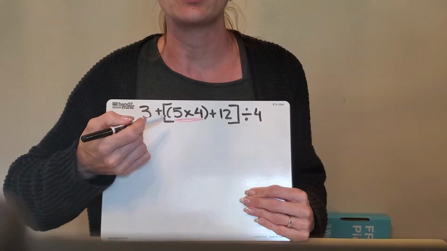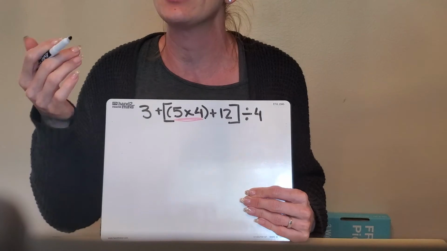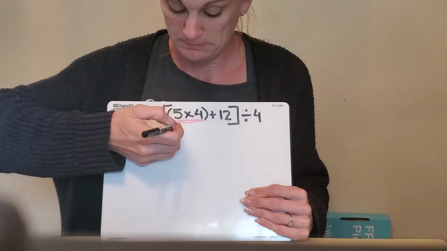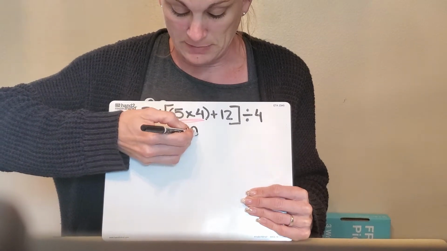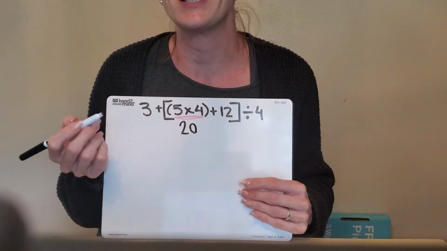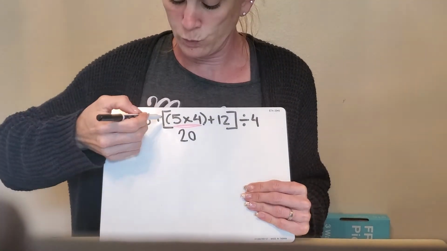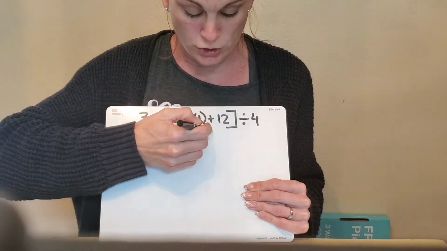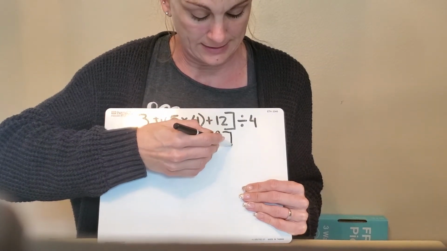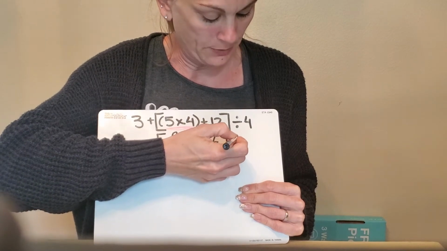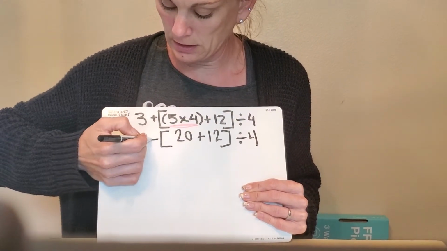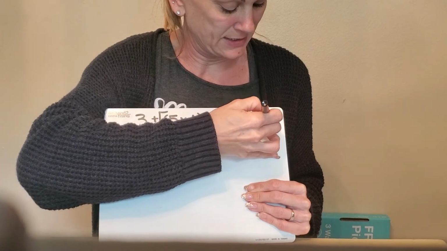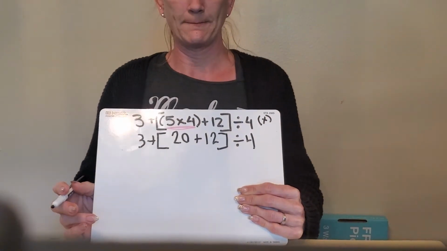So what we're going to do is the parentheses, and in those parentheses is multiplication. So 5 times 4 is 20. Because we have solved what's in the parentheses and there's nothing else to solve, we are not going to put the parentheses around it, but we do need to write the brackets. Okay, and then you drop the rest of the problem. So we did the parentheses, and inside those parentheses was multiplication.